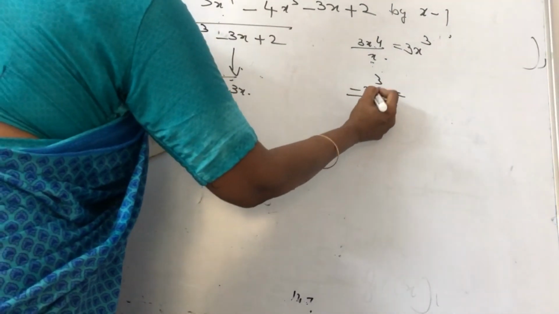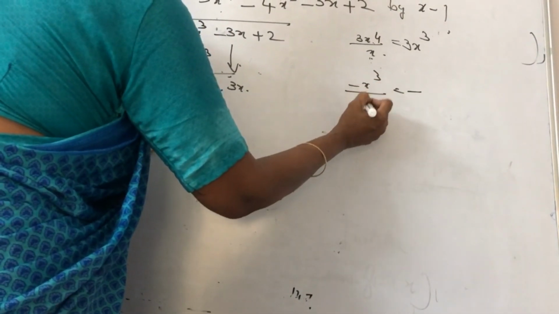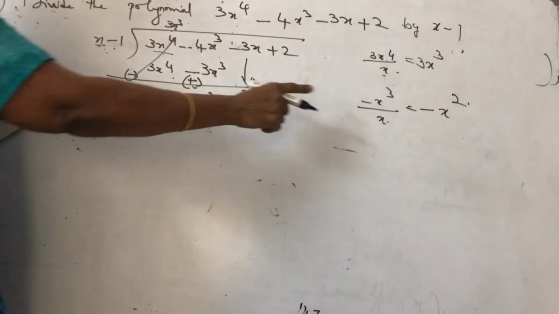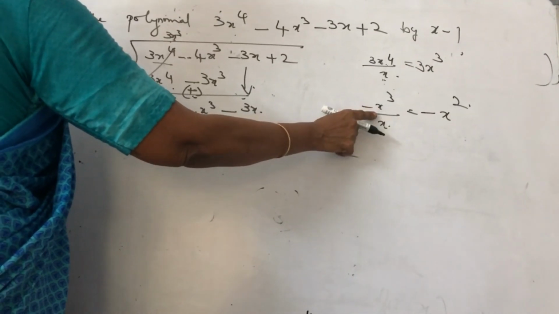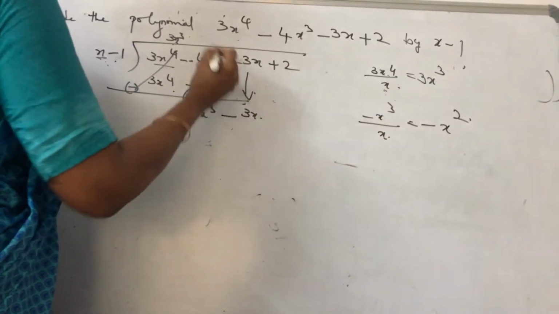Both are of different signs. Quotient is negative. Divide x cubed by x. Apply the laws of exponents: a to the power of m divided by a to the power of n is equal to a to the power of m minus n. 3 minus 1, 2.